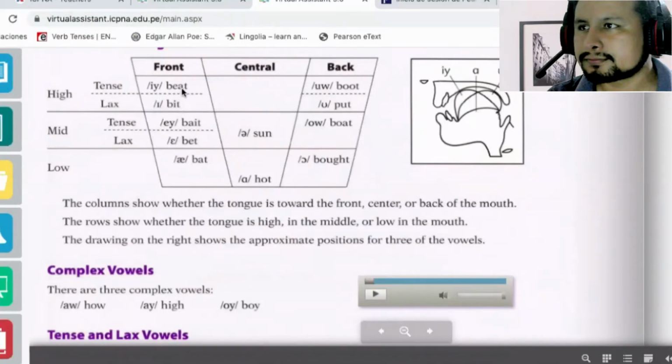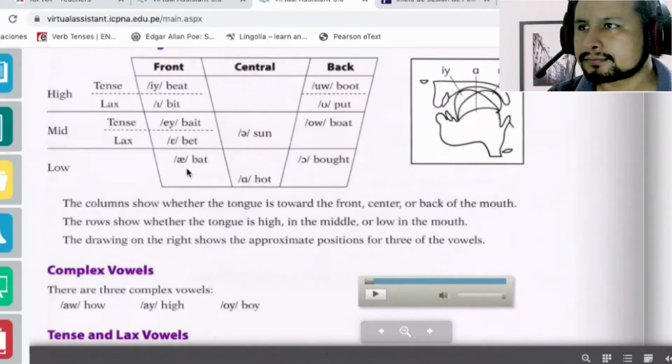All right, here's the difference. Beat, bit. Beat, bit. The third sound is ay. Look at the symbol. Remember the symbol. Ay, as in bait. And number 4 is eh, as in bet. All right? Bait, bet.